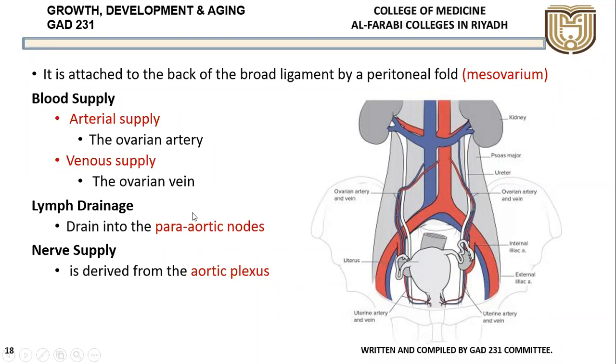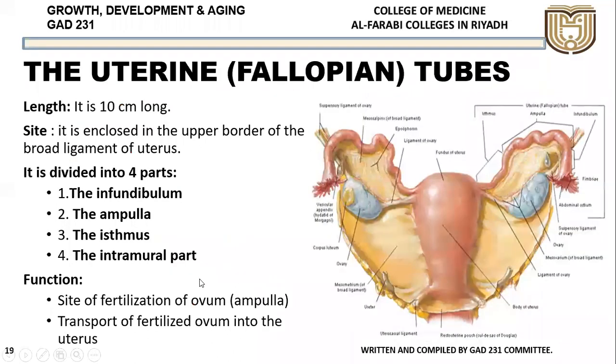Coming to the lymphatic drainage, it is similar to the testis, that is the para-aortic group of lymph nodes, and the nerve supply will be from the aortic plexus. Now going to the next structure after the ovary, once this ovum is released from here, it will pass through this long duct.